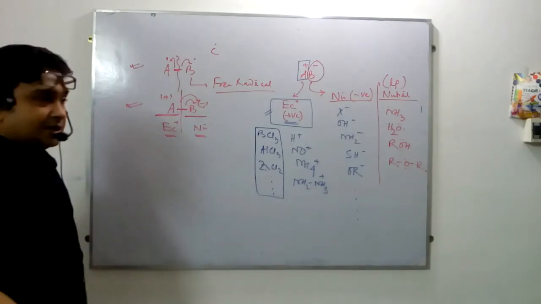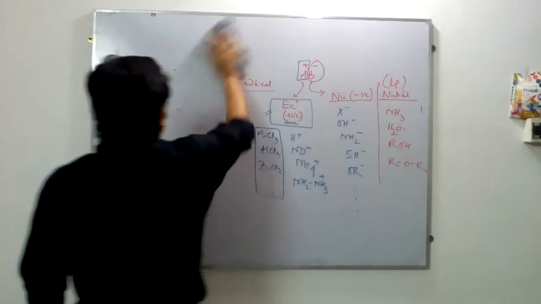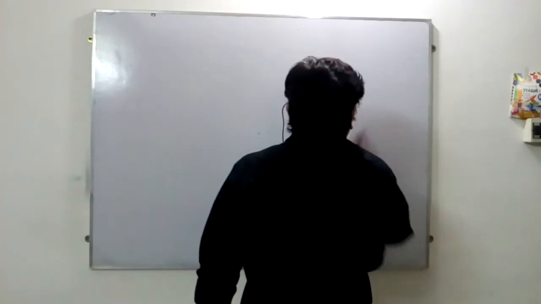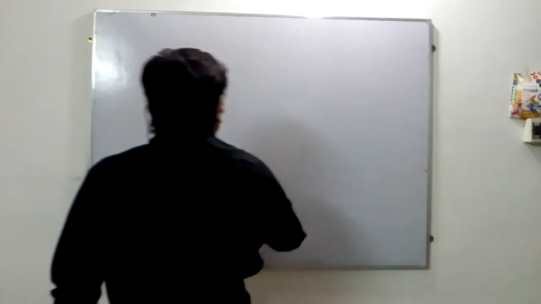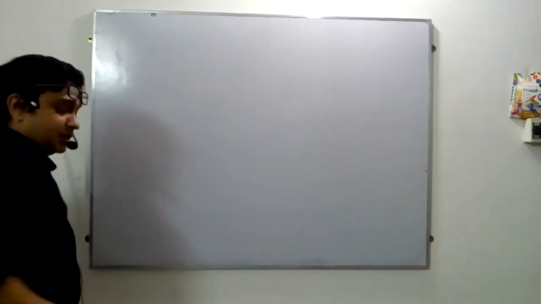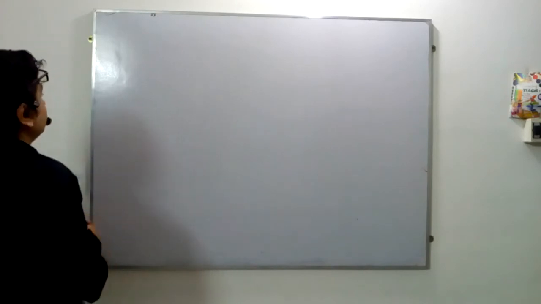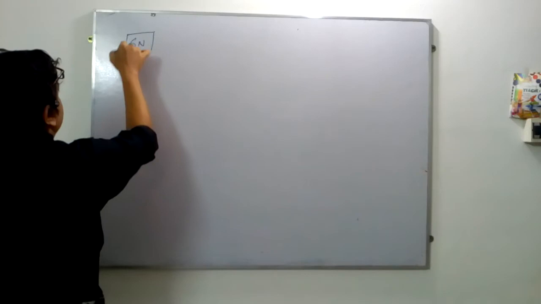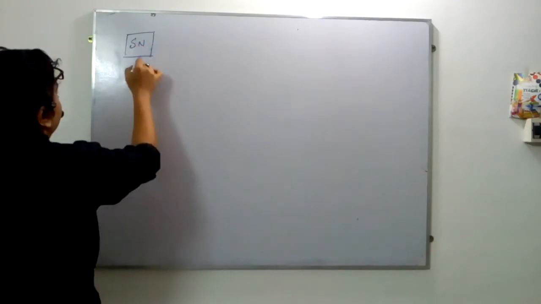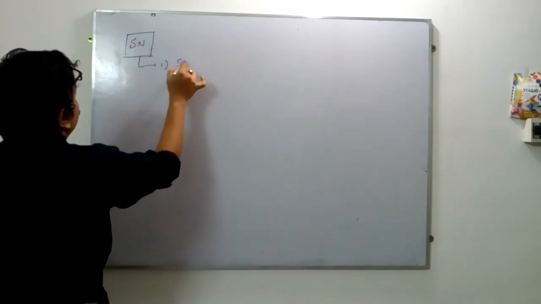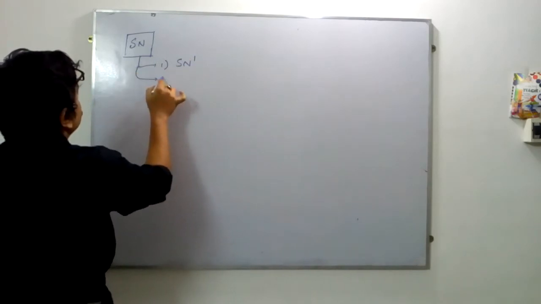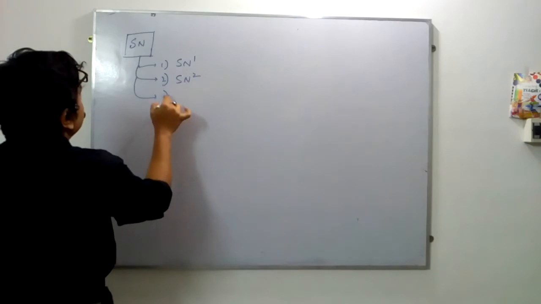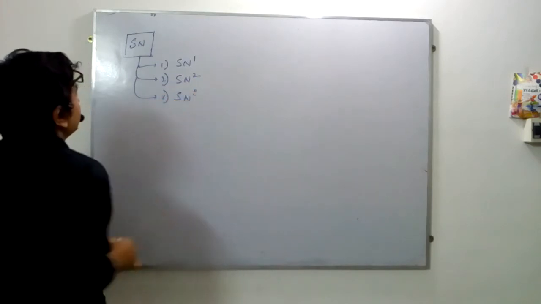So we'll see nucleophilic substitution reaction first. Anyway, all three types of substitution are important in our syllabus. So we'll see them one by one, because nucleophilic substitution reaction is the most important part. It is termed as SN reaction, nucleophilic substitution. It is of three types. One is known as SN1, another is known as SN2, and the third one is known as SNi reaction.